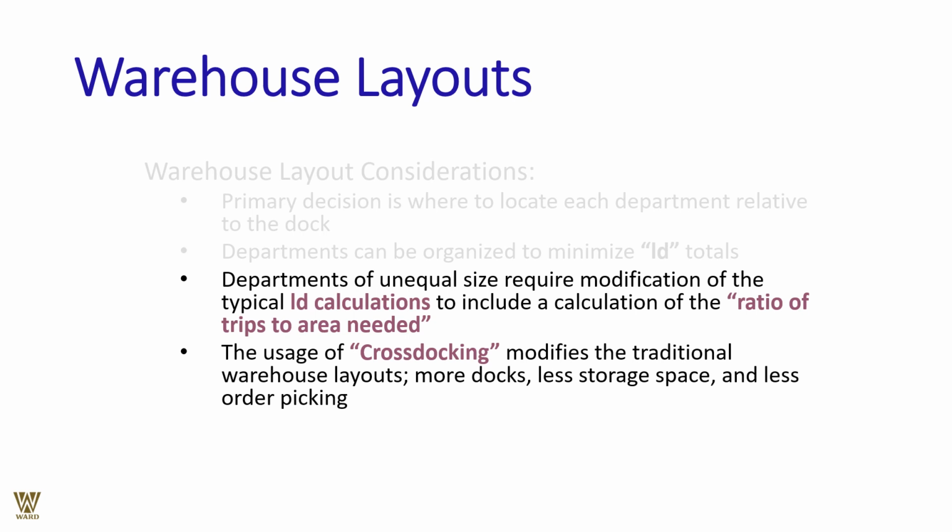So the number of trips that one person needs to make from one workstation to another, back and forth, as often as possible in a shift. You need to understand these ratios of trips, and you need to see that this will entail a toll on the workers' productivity or performance. The use of cross-docking modifies the traditional warehouse method. That means more docks, less storage space, and less order picking.